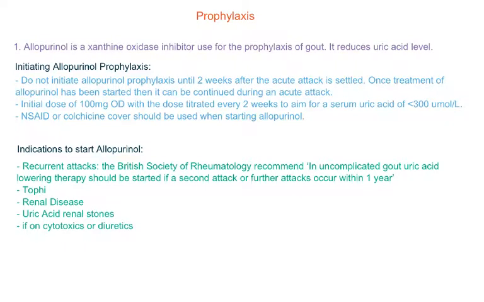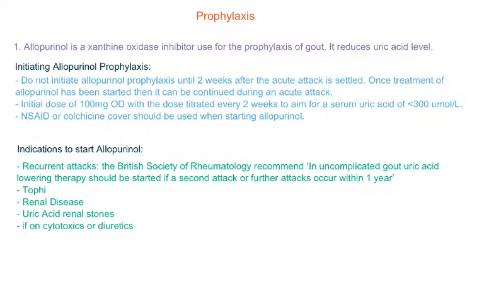The first-line treatment of chronic gout is allopurinol. It is a xanthine oxidase inhibitor. You initiate the allopurinol prophylaxis 2 weeks after the acute attack is settled. However, if the patient is already on allopurinol, then it can be continued during an acute attack.